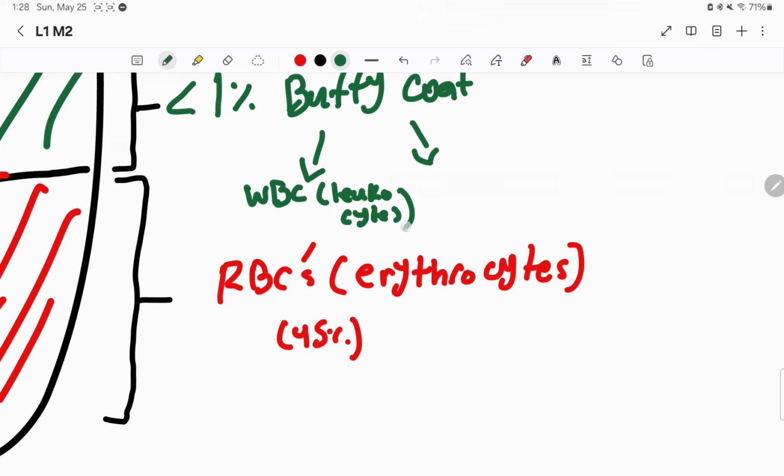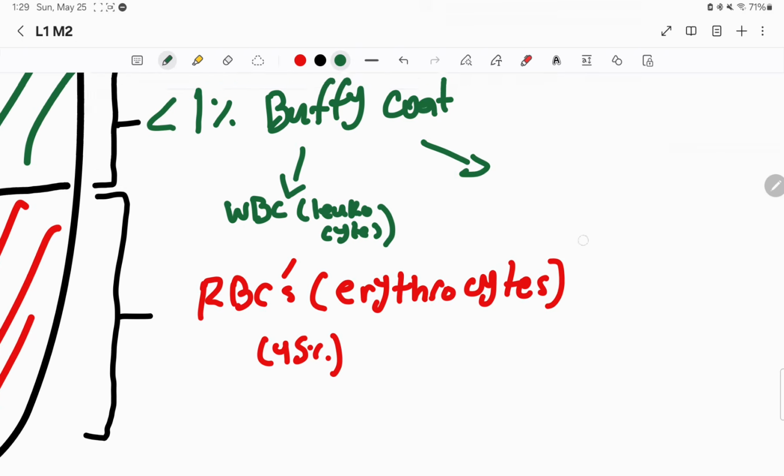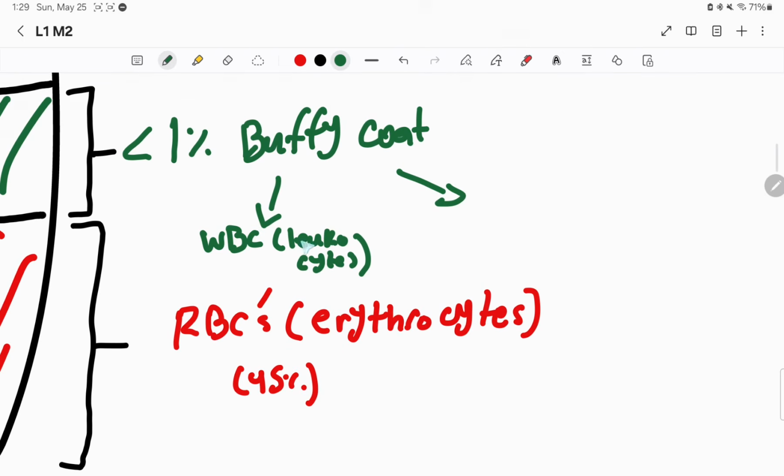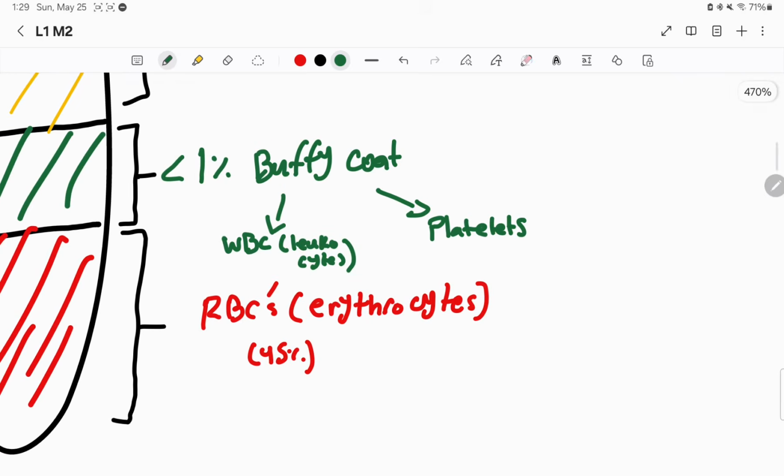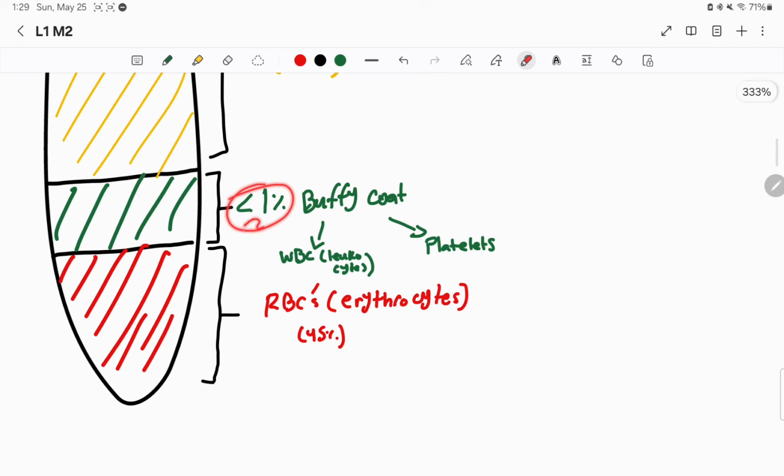leukocytes. Again, leuko means white, and cyte means cell. Now I'll tell you something very cool. These guys are not actually white. They don't actually have a color, so they're just called whites. They're pretty much almost transparent. Anyways, the buffy coat, on top of having these white blood cells, also contains platelets. Okay, platelets.